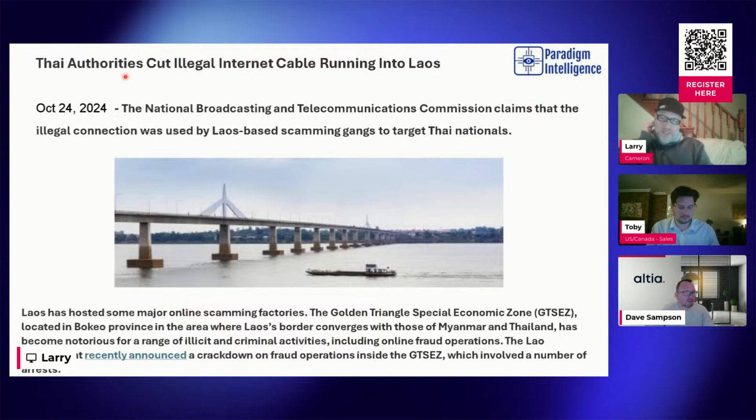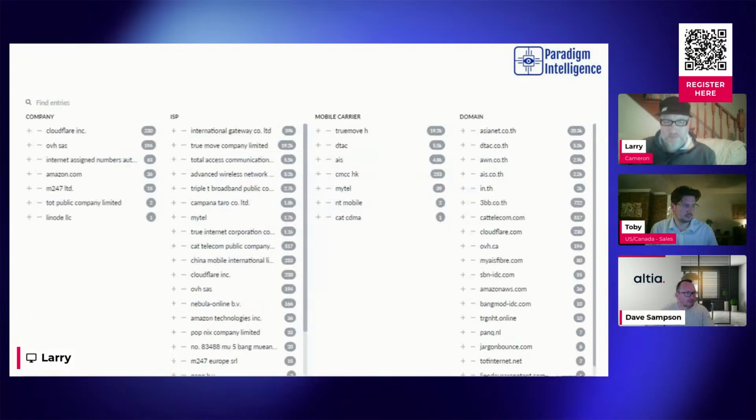Here's another one. They cut illegal cables running into Laos from Thailand. So they're doing it not only in Cambodia, they're doing it in Laos. Using IP intelligence and location intelligence data, you're able to figure out on multiple levels how they're doing this or where it's happening. Here you can even see Cloudflare, OVH, Amazon, all these different ISPs, international gateways. There are about 20 of these.